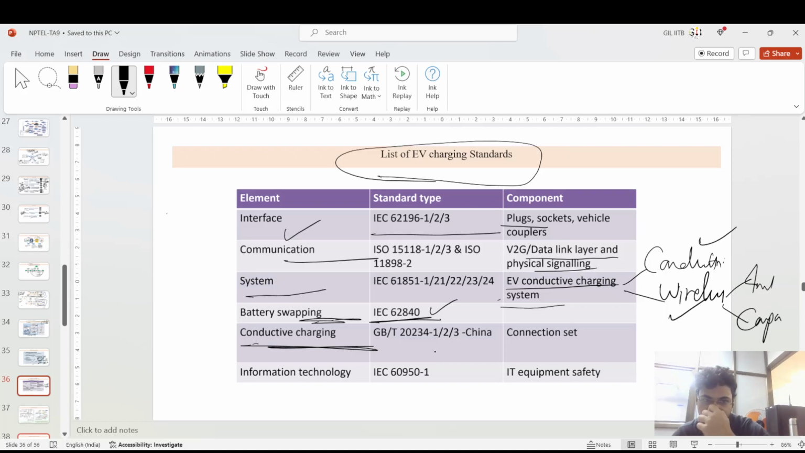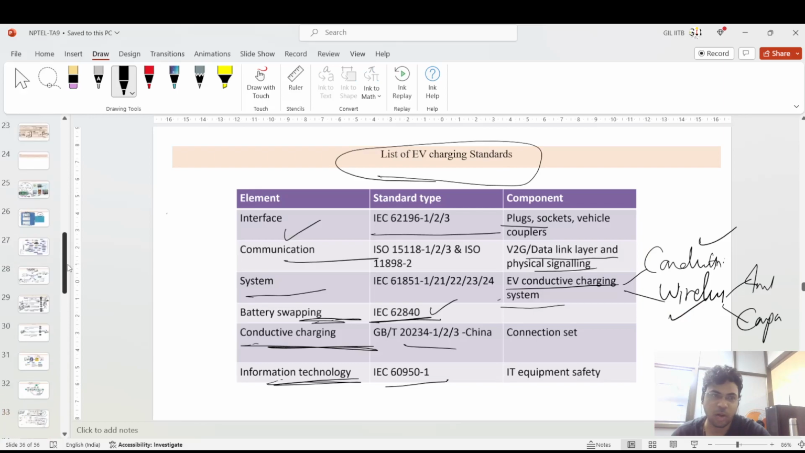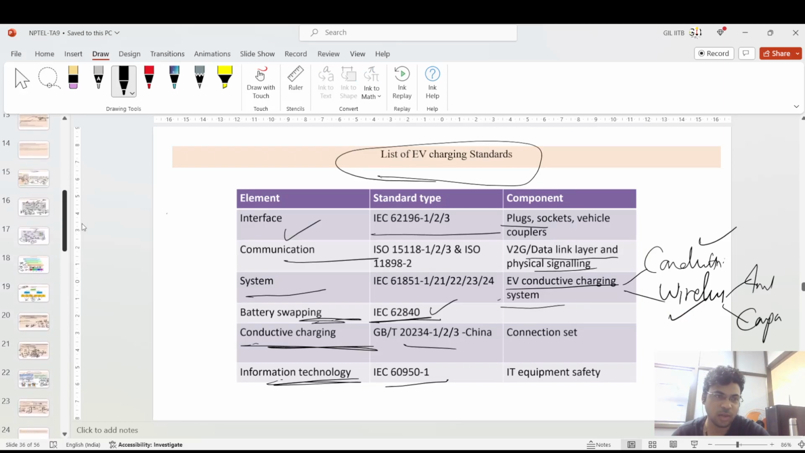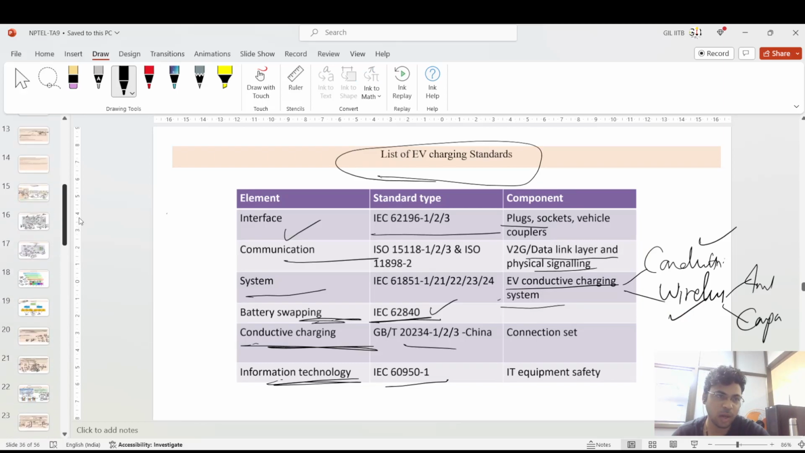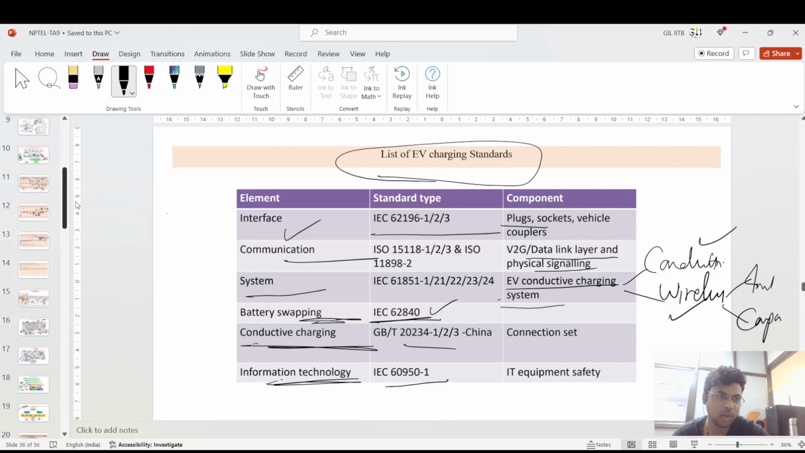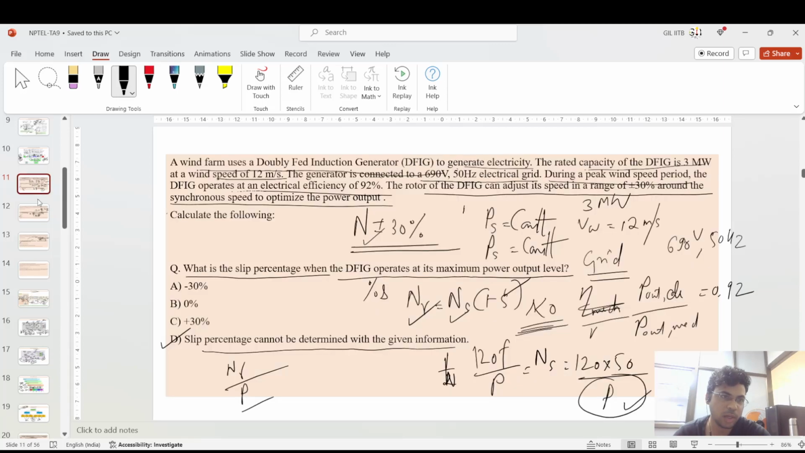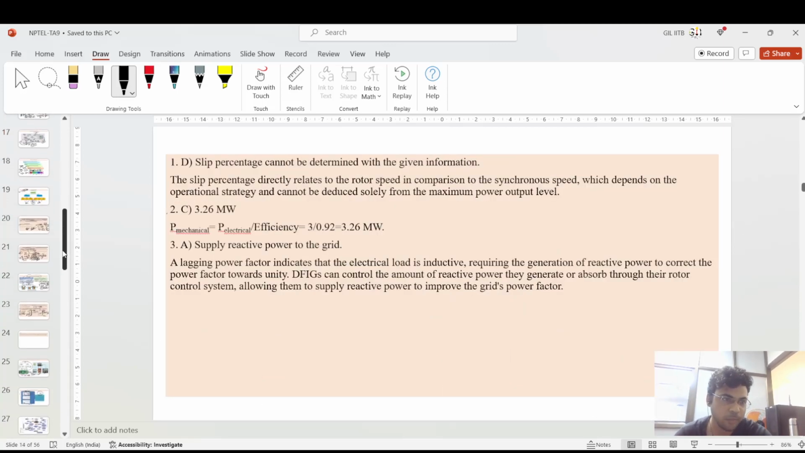Battery swapping also has a standard, that is 62840. Conductive charging also has certain standards, such as GB/T and others. And for information technology, between the communication and the IT equipment, the safety standard is 60950. Okay, so I think that is more or less it for today's section. There is more content, but I will not go much into it.